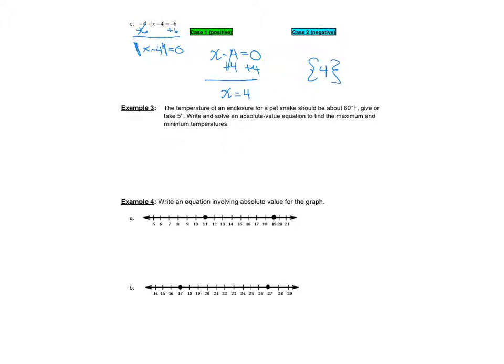So just to recap so far, if you have an absolute value equal to a positive number, you're going to have two solutions. If you have an absolute value equal to a negative number, absolute value can never result in a negative number, so that would be no solution. And if you have an absolute value equal to 0, like we just had, we only had one solution in our solution set.